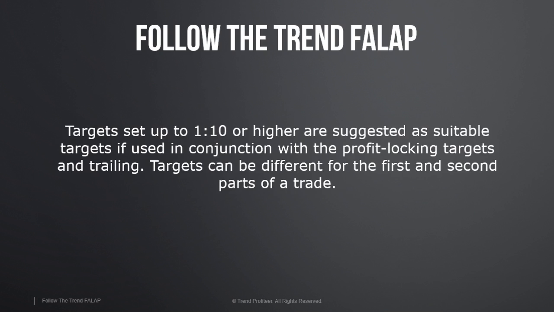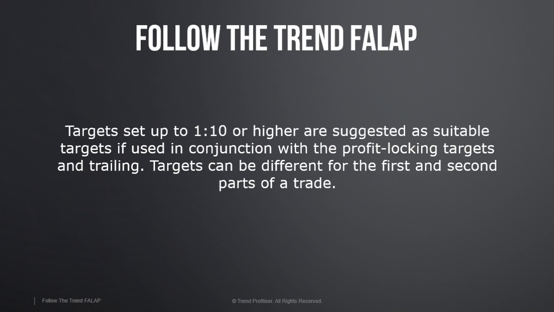So targets can be set at 1 to 10, 1 to 15, 1 to 25, whatever you choose. They're idealistic in nature. They don't actually have to hit their ultimate target, because that's not the point. The point is to trail the trade for as long as possible. So you don't want to leave money on the table. You want to continue to trail the trade for as long as possible. So they're suggested targets to use in conjunction with the profit locking targets and trailing.